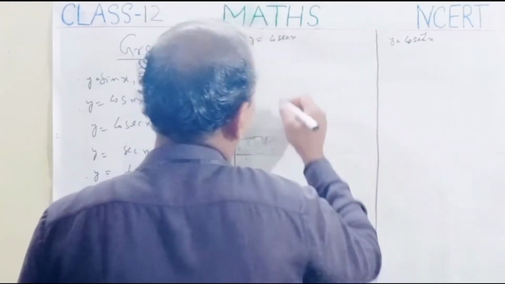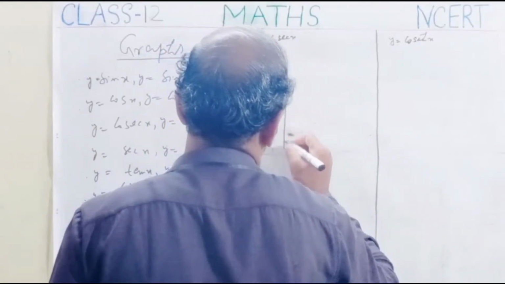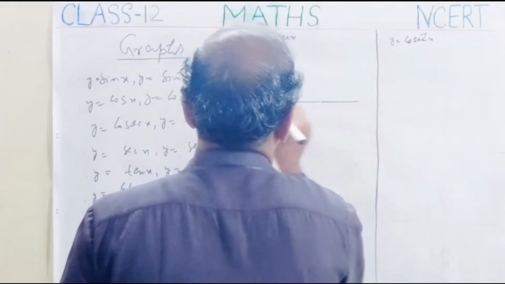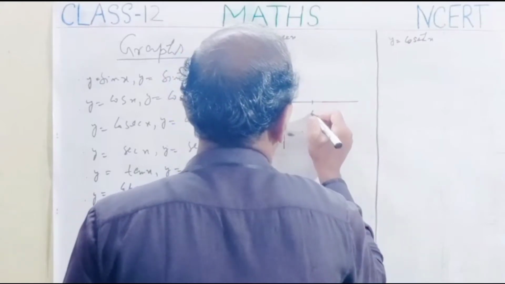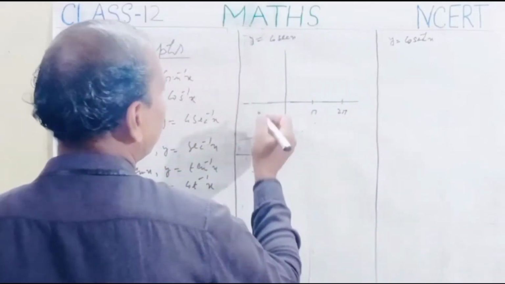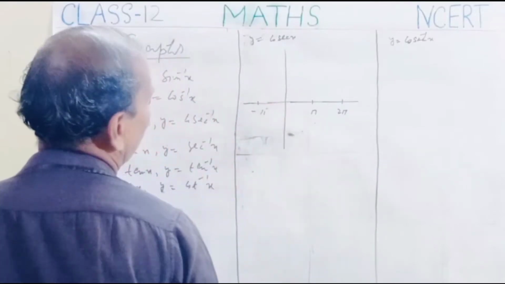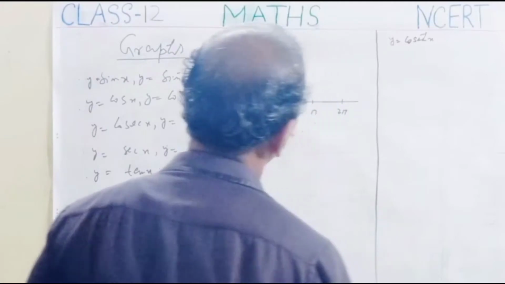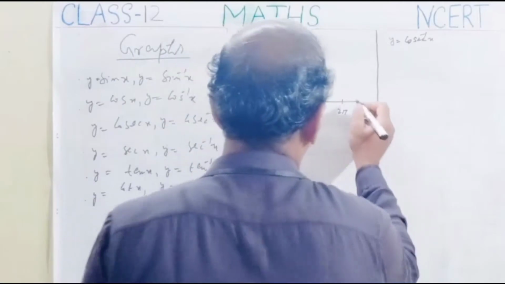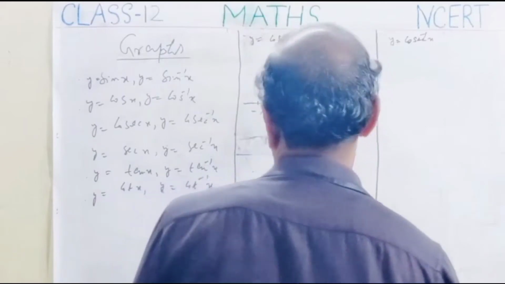So for y is equal to cosec x, I am taking this in this way. Let's suppose this is pi and let's suppose this is 2 pi. And at this point this is your minus pi. So we have pi, 2 pi and then minus pi. So how to draw the graph of y is equal to cosec x? This is your x-axis. This is the y-axis.